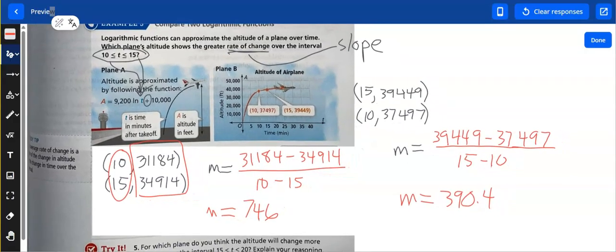It says which plane's altitude shows the greater rate of change. Obviously, it's the first one. But it's literally just finding the slope. They've asked this type of question in various forms for different models throughout the entire year.